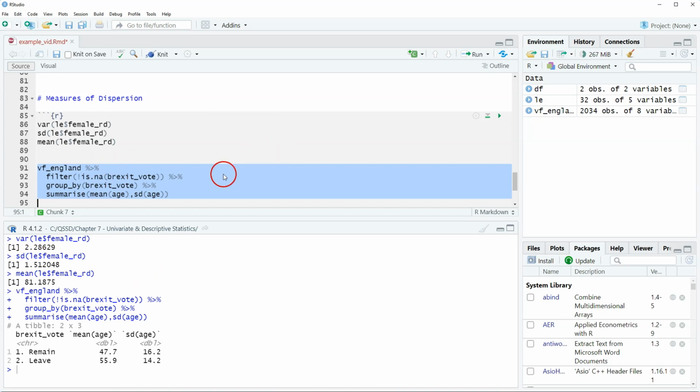That's it for this video. I just wanted to do a quick look at variance and standard deviation as measures of dispersion.